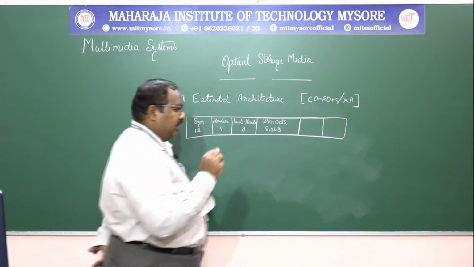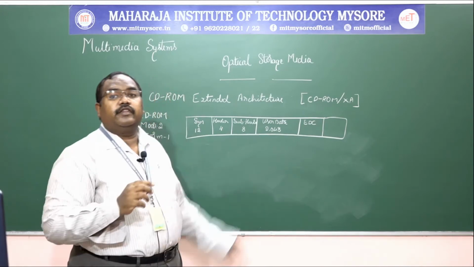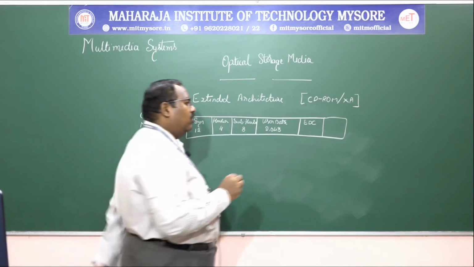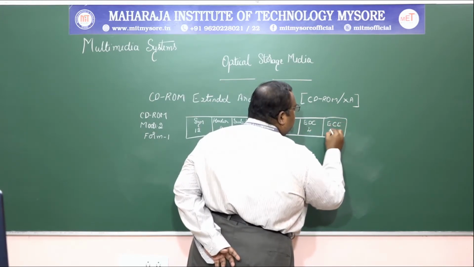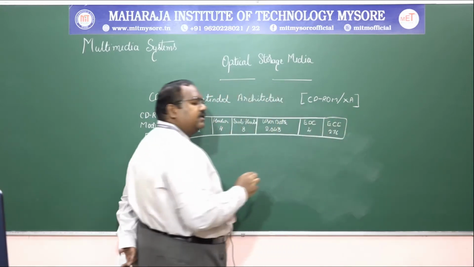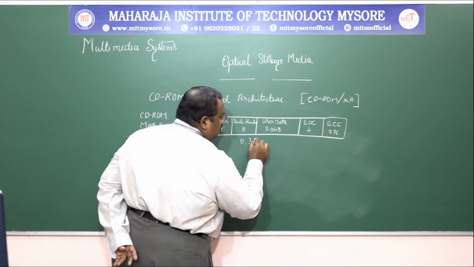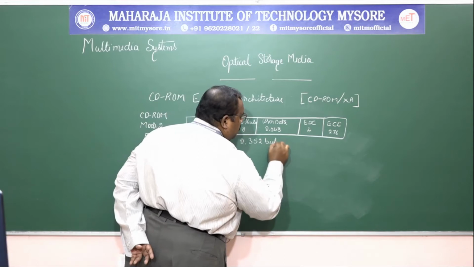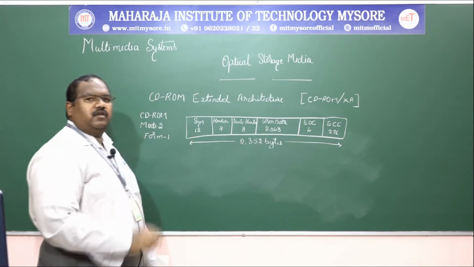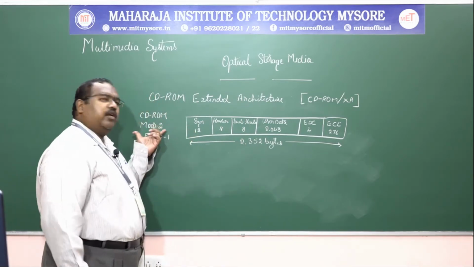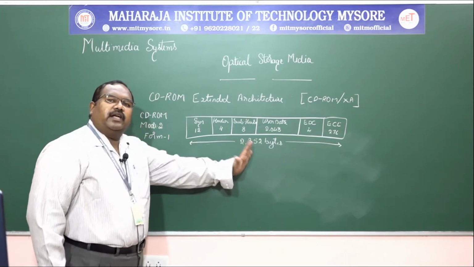Next we have EDC, that is error detection. What is the amount of error detection used with respect to CD-ROM mode 1? It is the same, 4. Next is ECC, error correction, that is 276 bytes. Now out of 2352 bytes of information with respect to CD-ROM mode 2 of form 1, the distribution of bytes is as follows.